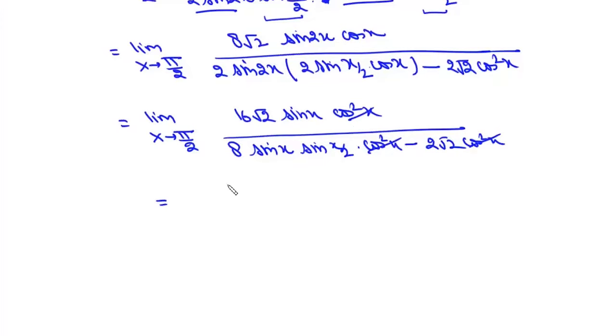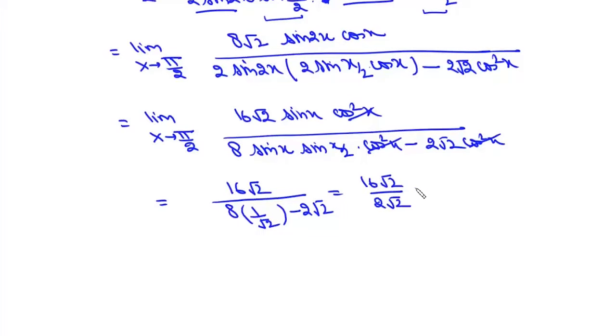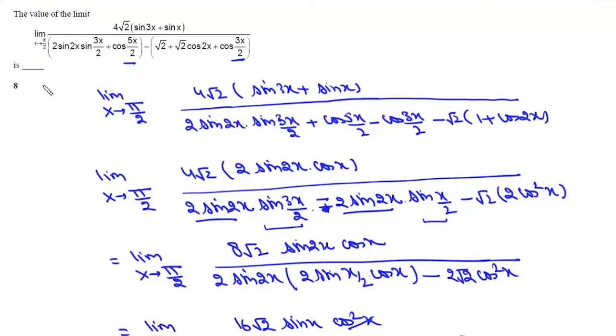If we put in this limit, we'll get 16 root 2 upon 8, sin pi by 2, and sin pi by 2 is 1 and sin pi by 4 is 1 by root 2, minus 2 root 2. So it is 16 root 2 upon 2 root 2, which is 8. So the answer to this question is 8.